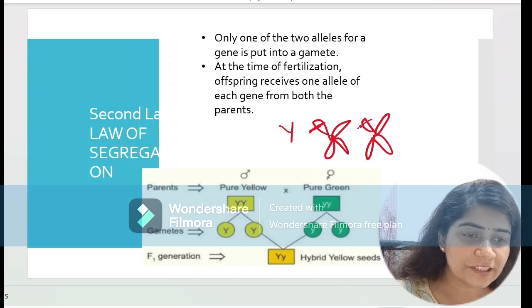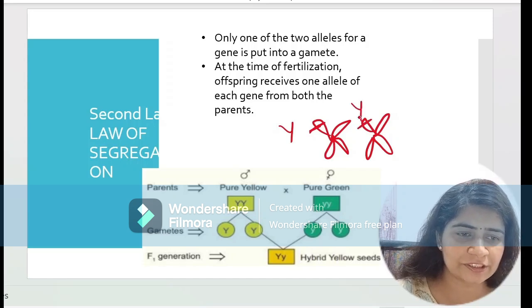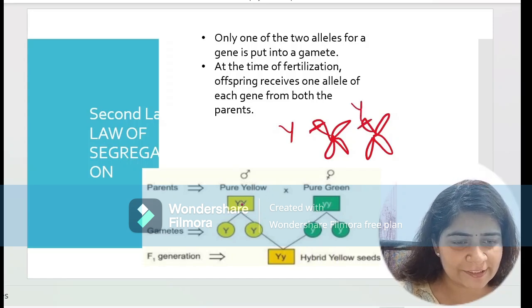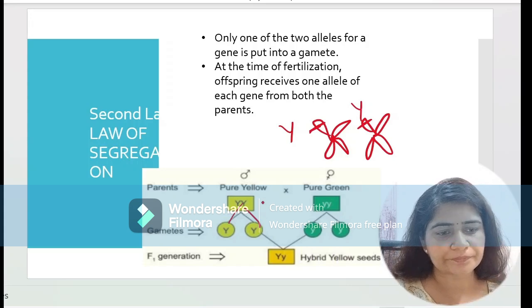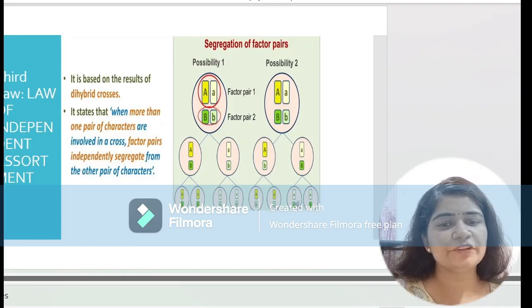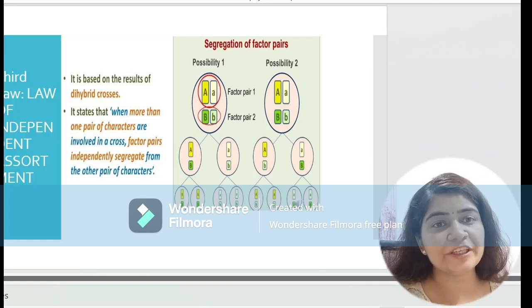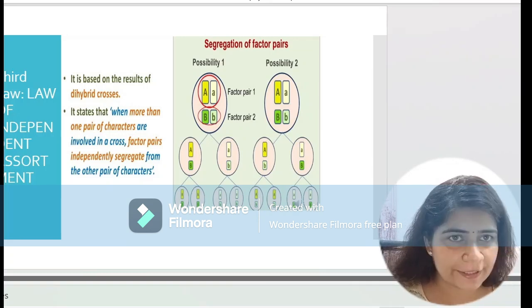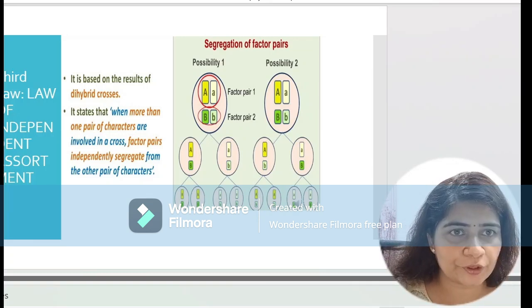Then you have law of segregation. Now by this time you also must have understood that we have two homologous chromosomes in all our cells, one from mother, one from father. So these chromosomes, they get separated. As a result, the genes which are present on them also get separated. When these genes get separated, we call this condition to be law of segregation.